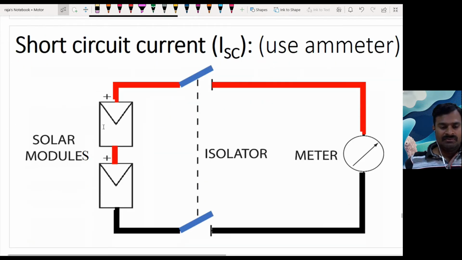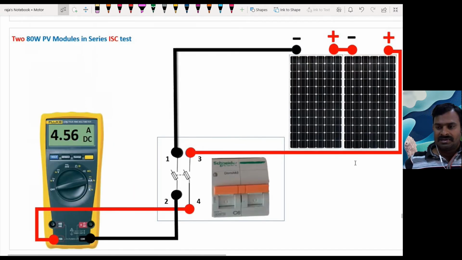For short circuit current, we measure across these two panels in a similar way. So we are going to connect the panels in series, and we have an isolator to close and open, and the meter is connected in ammeter mode. So this is the connection diagram, and we see here plus minus the similar connection is connected, and we are going to measure the current here.